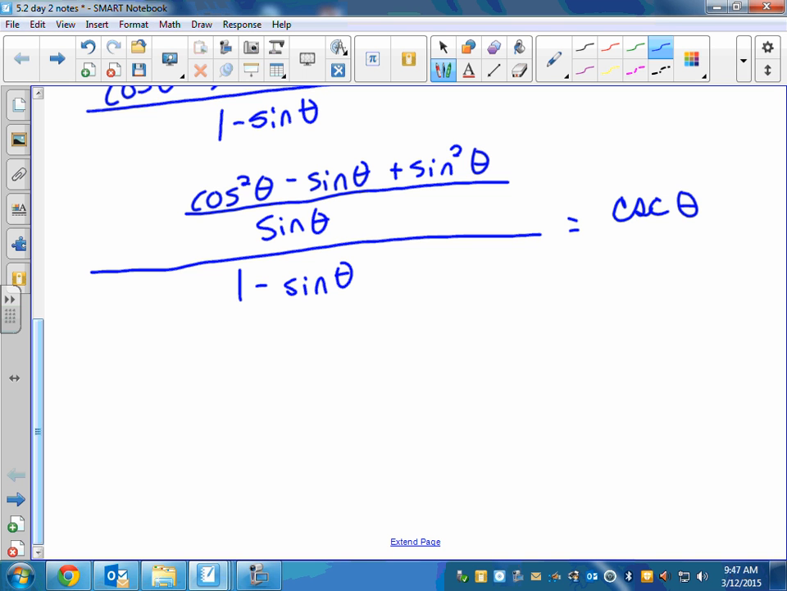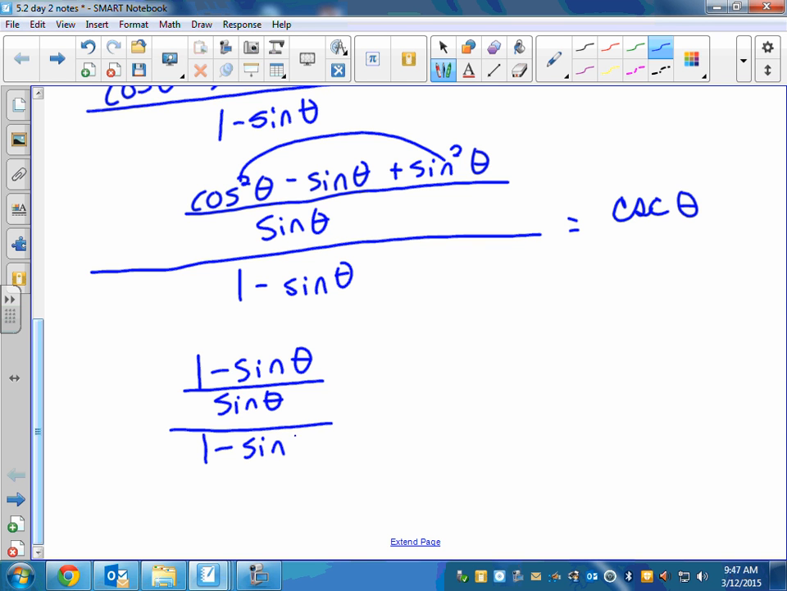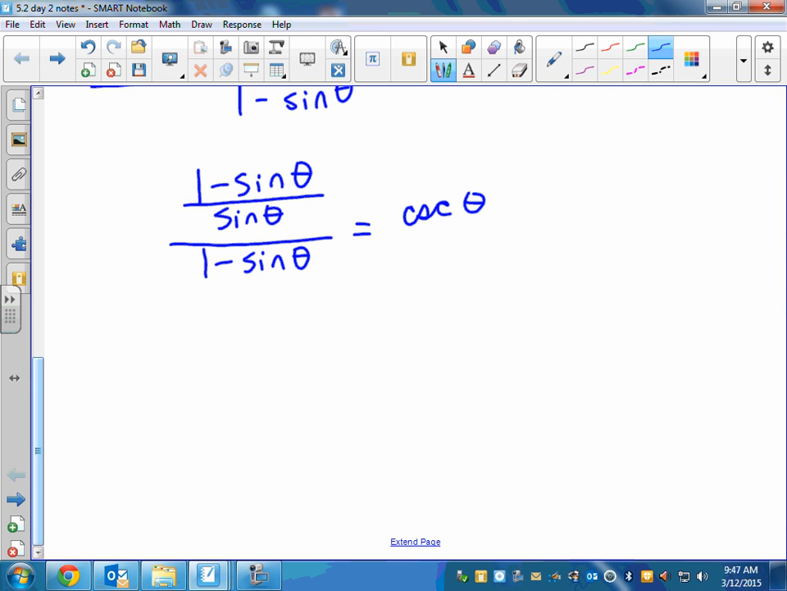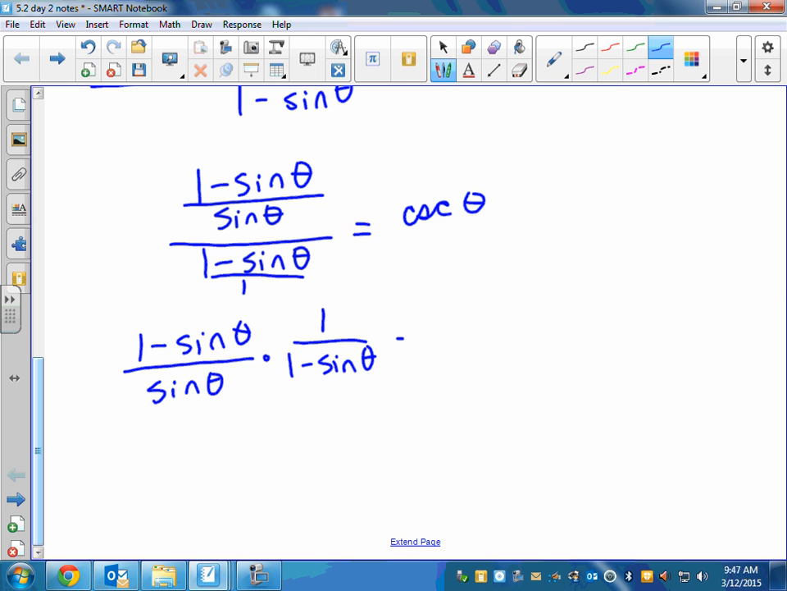But now that we found a common denominator twice, is there anything we could do? Yeah, divide. Cosine squared plus sine squared equals what? So I could write that as 1 minus sine theta over sine theta over 1 minus sine theta. Hey, it's looking better. Now you can just do the reciprocal multiply. When you have a fraction divided by something, you can flip it and multiply by the reciprocal. So we can say 1 minus sine theta over sine theta times 1 over 1 minus sine theta.